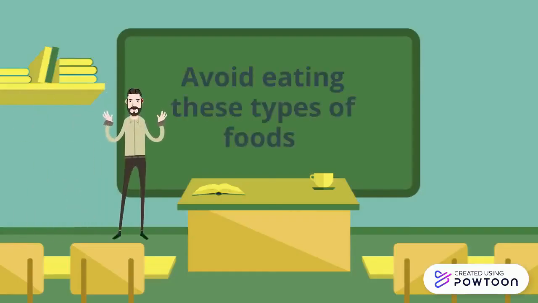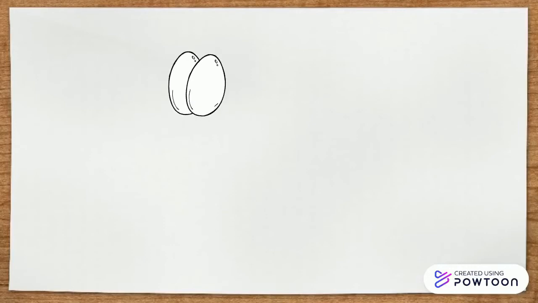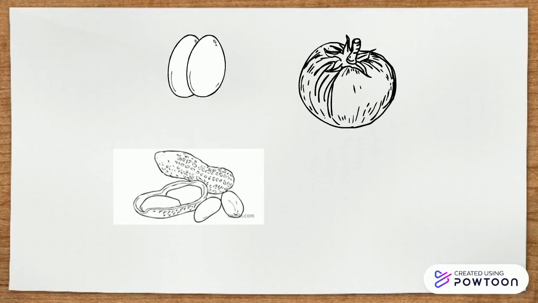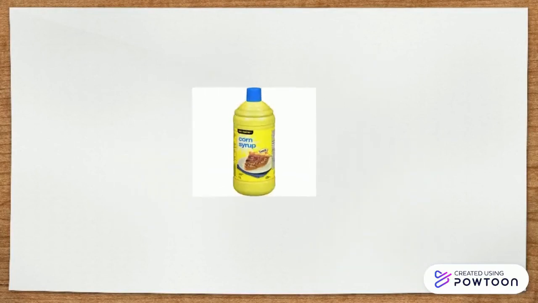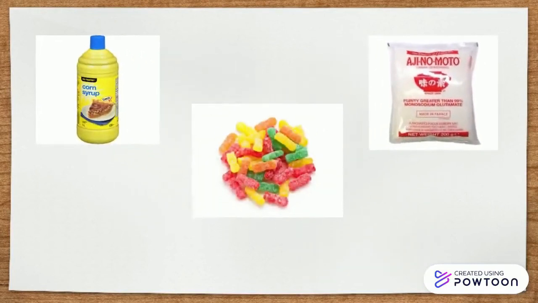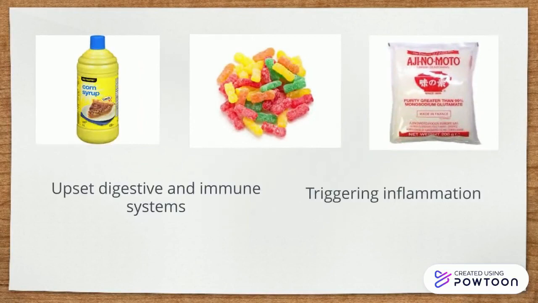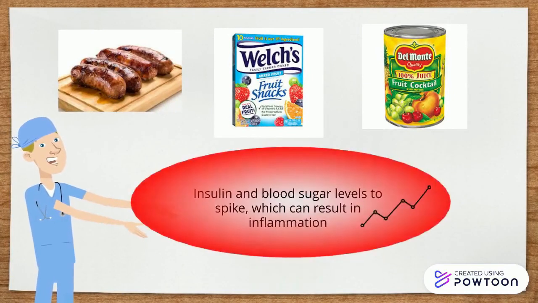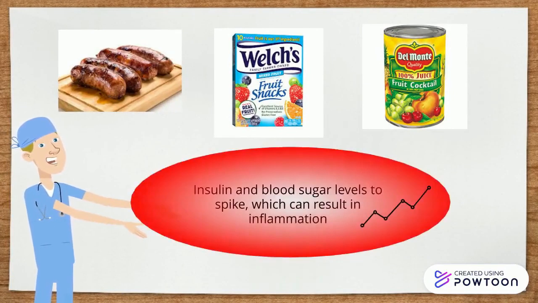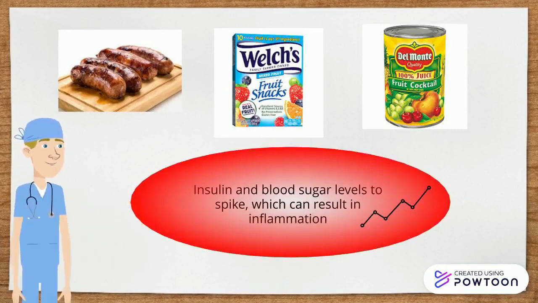Lastly, avoid eating these types of foods. Avoid eating eggs, tomatoes, peanuts, and wheat. Do not eat high fructose corn syrup, MSG, or artificial colorant, because those can upset the digestive and immune system and also trigger inflammation. Other than that, avoid eating processed foods, as they can cause insulin and blood sugar levels to spike, which can result in inflammation.